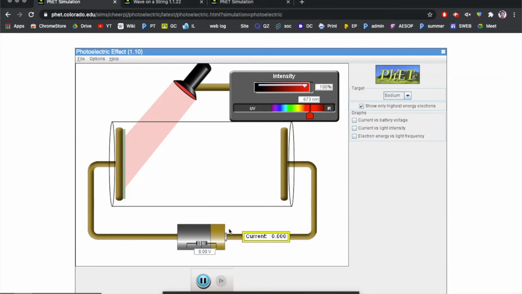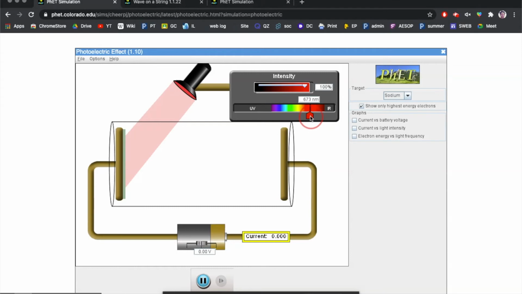So traditional physics before Albert Einstein came around would say that if we just leave this light shining on here, eventually it would build up enough energy to send some electrons over and build up a current. But we know that doesn't happen. So what Einstein discovered was that it takes a certain amount of energy in order for this process to occur.